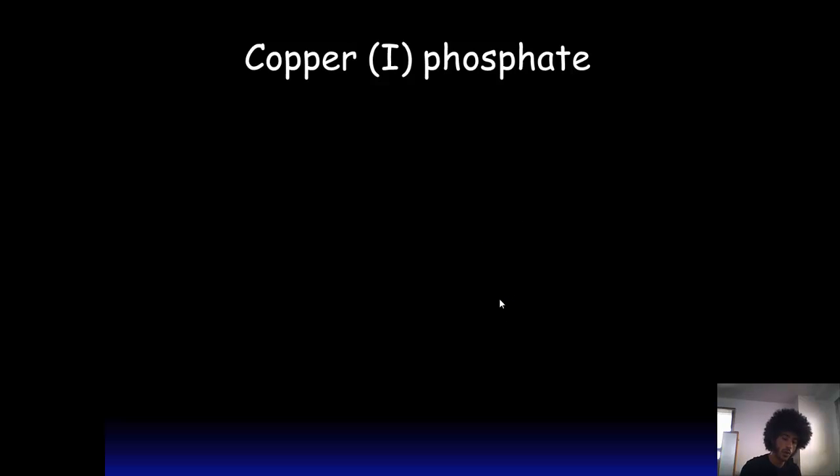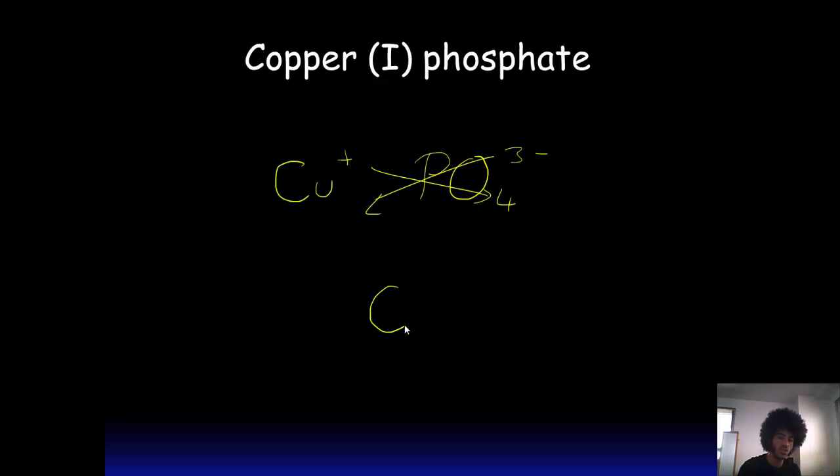Let's try another one. Copper(I) phosphate. I've got the 1 in brackets, so it means I have a positive charge. I've then got phosphate. It's another polyatomic we have to master. From my previous learning, I should know it's PO4 3-. Now I can do my crisscross. So Cu will require 3. But PO4, I only need 1. So it's Cu3PO4. Done.